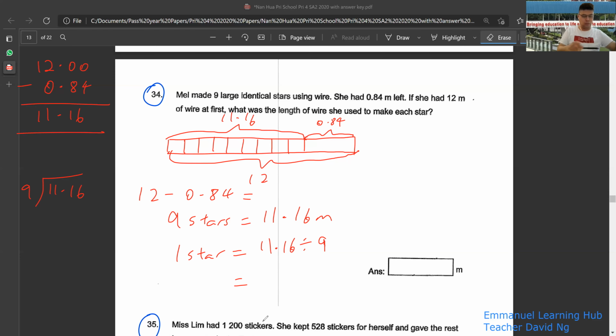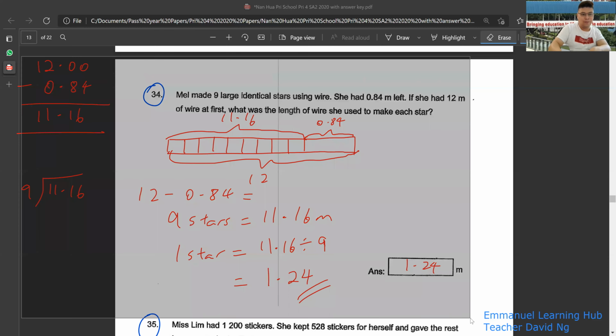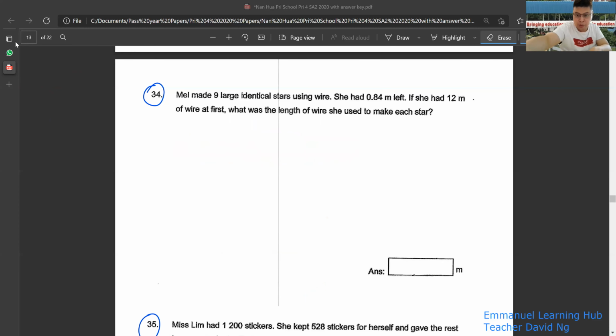1.244. 1.24. Very good. So the answer is 1.24 meter. Okay? You know what to do already, yeah? I can understand now. Yes. You have to draw a model at times if you don't understand. Okay.